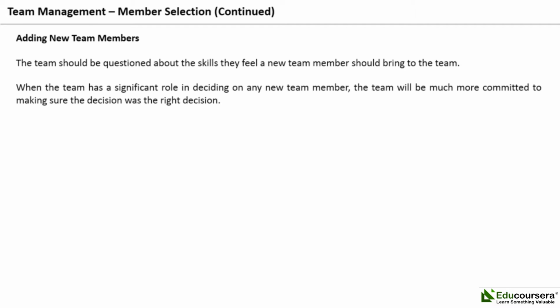When the team has a significant role in deciding on any new team member, the team will be much more committed to making sure the decision was the right decision. Removing team members.